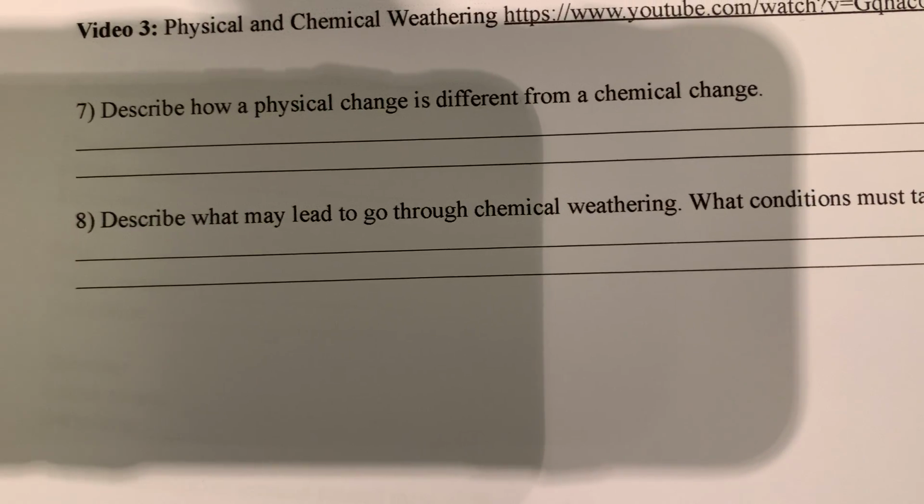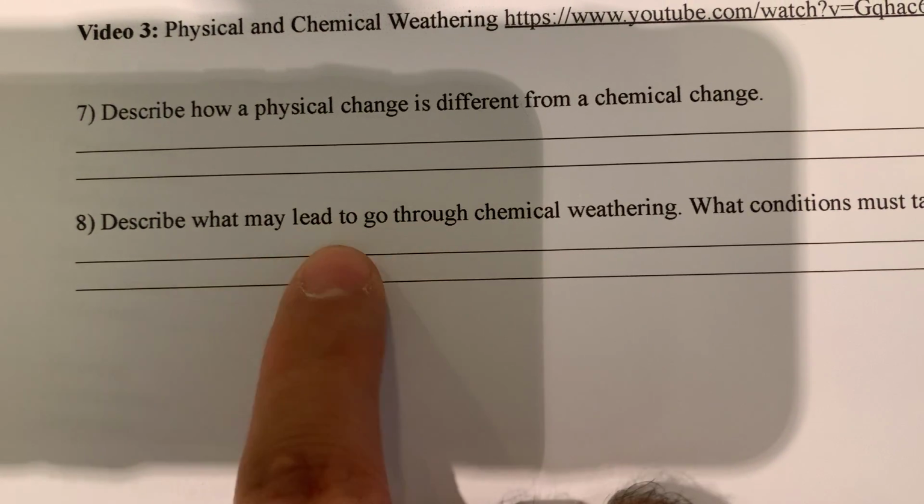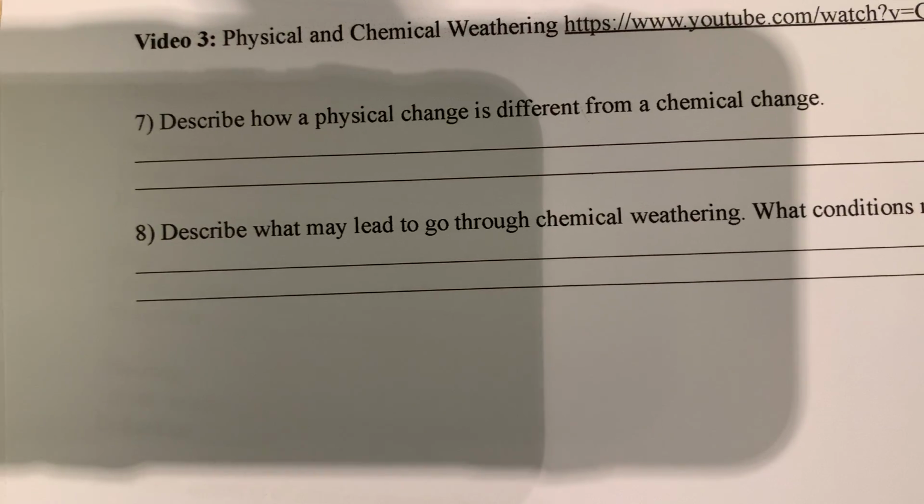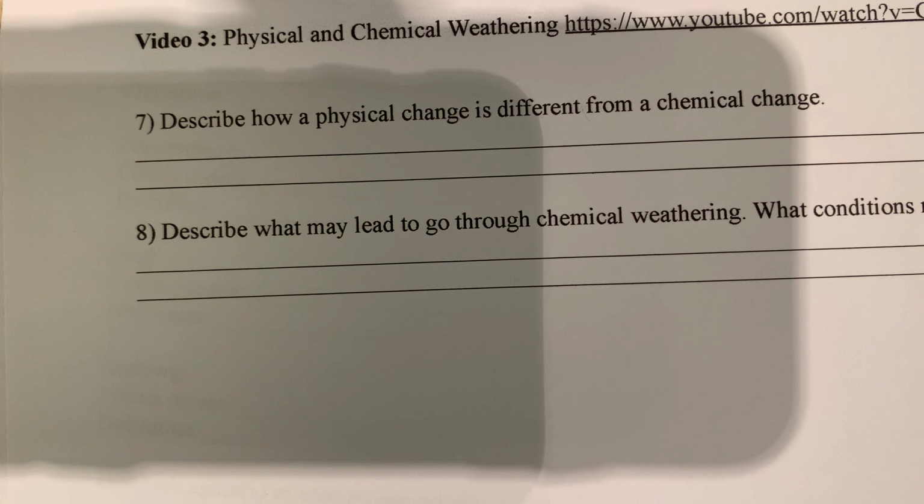What may lead, sorry, I think I made an error there. What may lead to the conditions of chemical weathering? That happens when animals and plants are decomposing. That happens in more humid climates. That happens when oxidation happens, when iron and copper are exposed to water or high oxygen levels. That would lead to more chemical weathering.